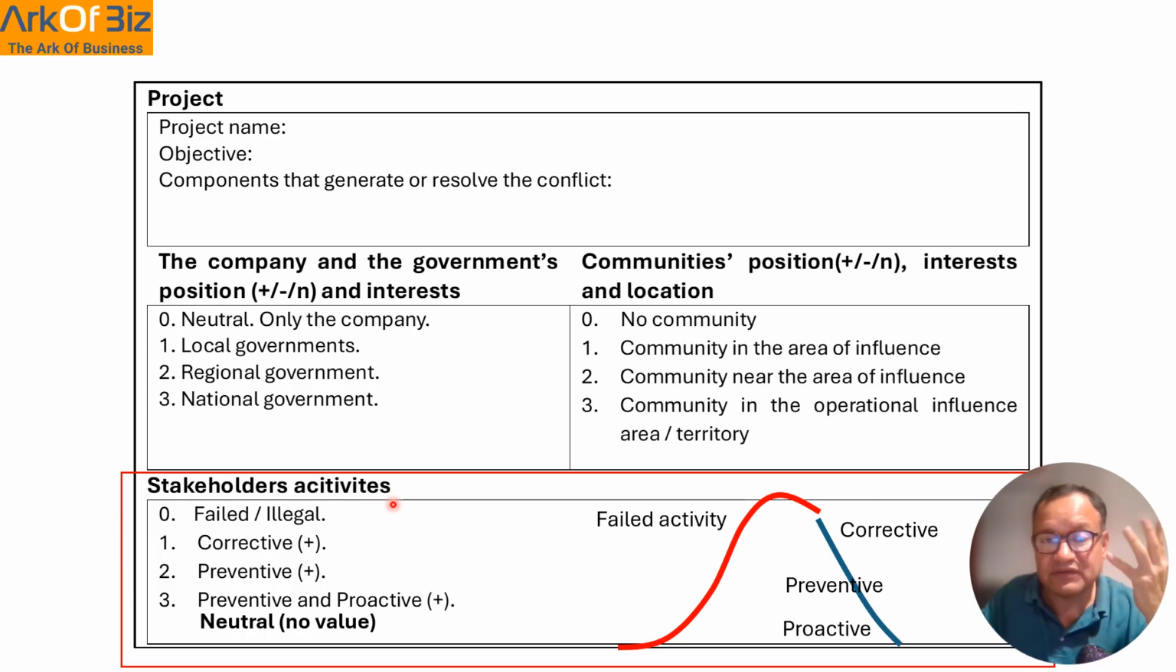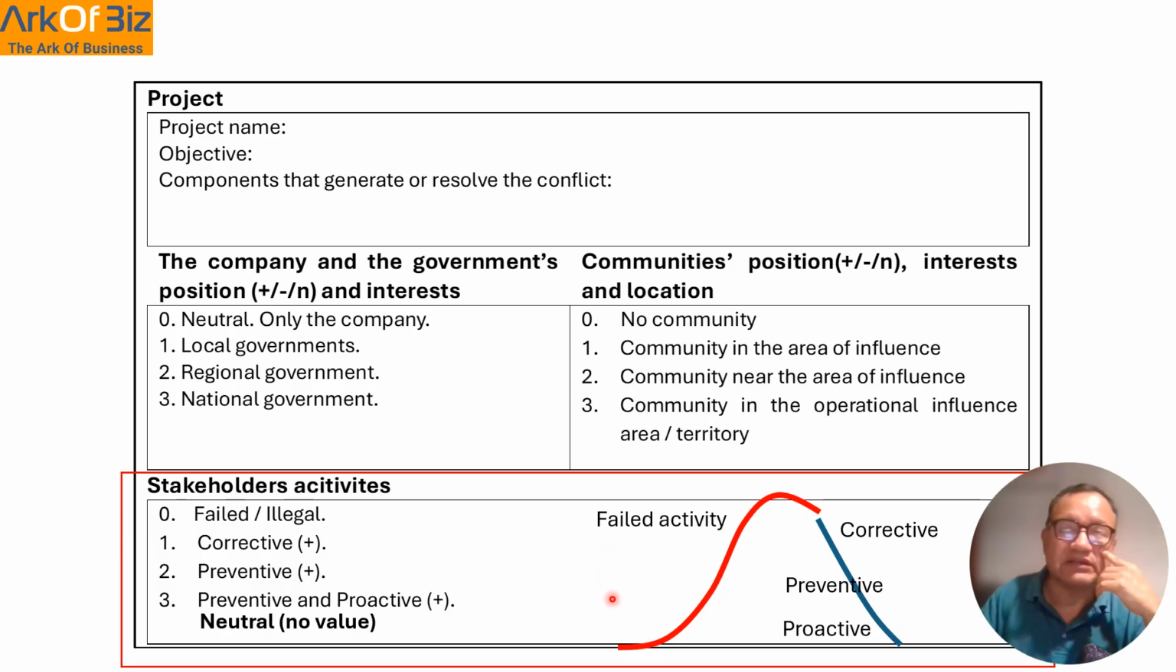These are the oops moments, when actions or the lack of them make the conflicts worse or escalate. Imagine that the company does the following examples of illegal or failed activities. The company fails to listen to the community. This is a wrong mistake. Or the company hides information or is not transparent about environmental results. Or maybe the company uses the community land without asking for permission, or maybe the company doesn't pay the compensation that was promised to the community.